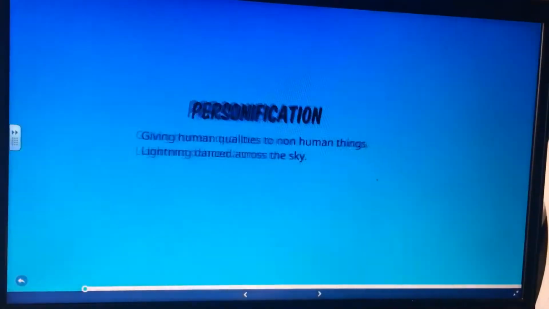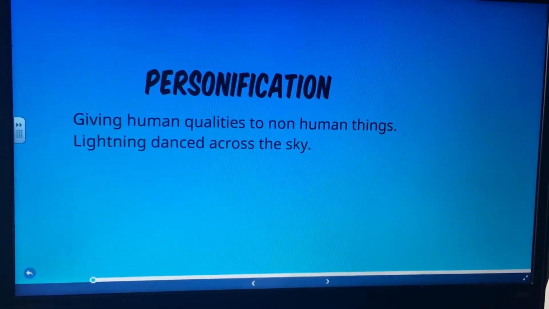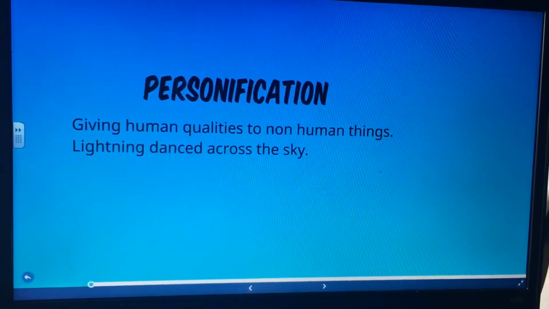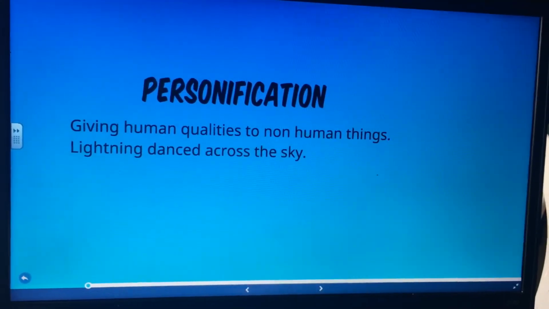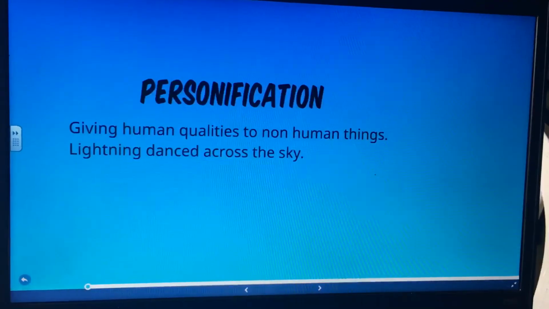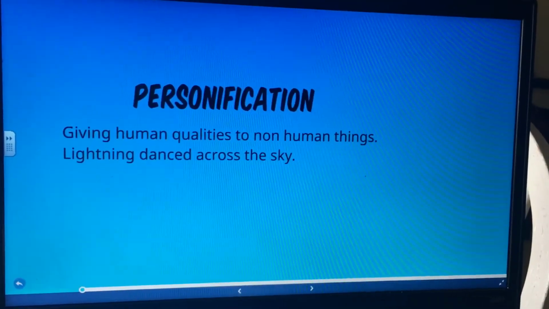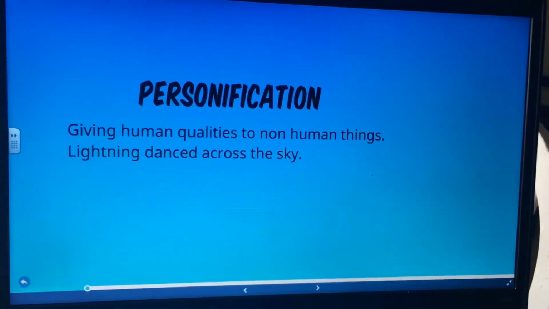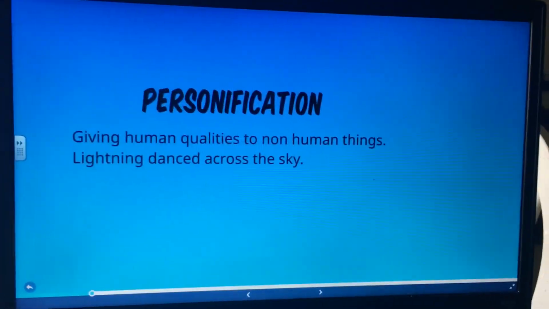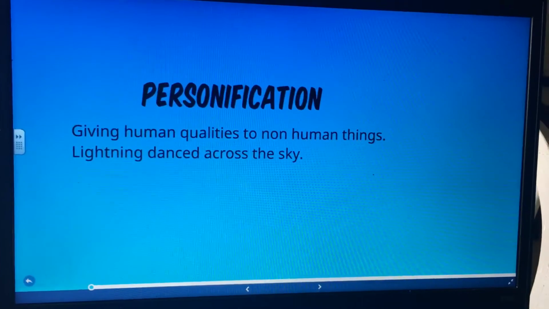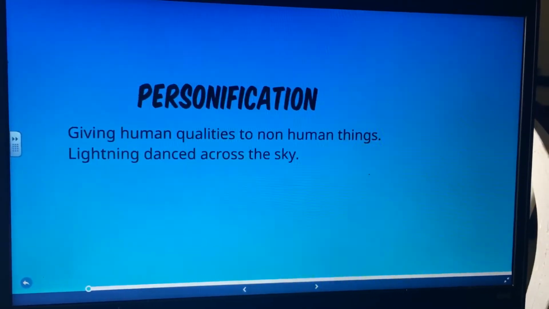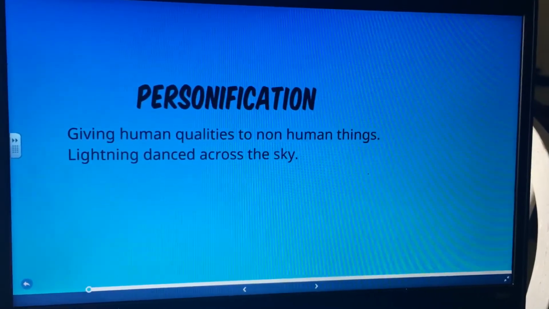So the first example that we're going to talk about is personification. Personification is giving human qualities to non-human things. So our example here is lightning danced across the sky. We all know that lightning does not know how to dance. It does not do ballet. It doesn't know how to ballroom dance. It is just lightning, so it doesn't have that capability of dancing like we as humans have. So this is a way that we would describe how lightning flashed across the sky.